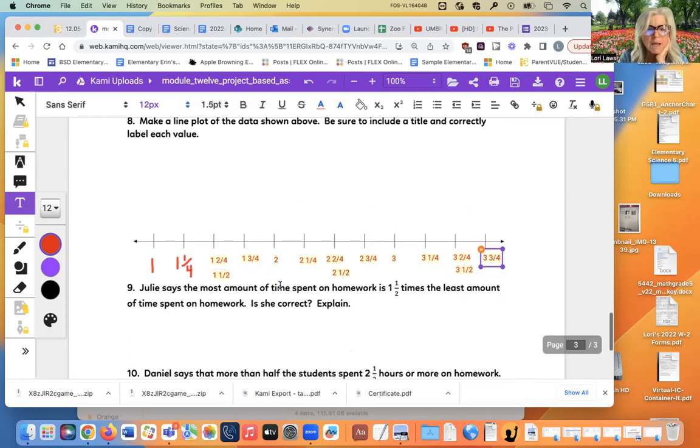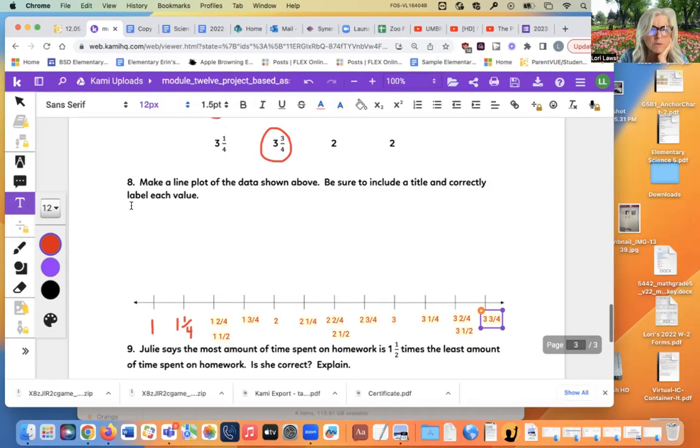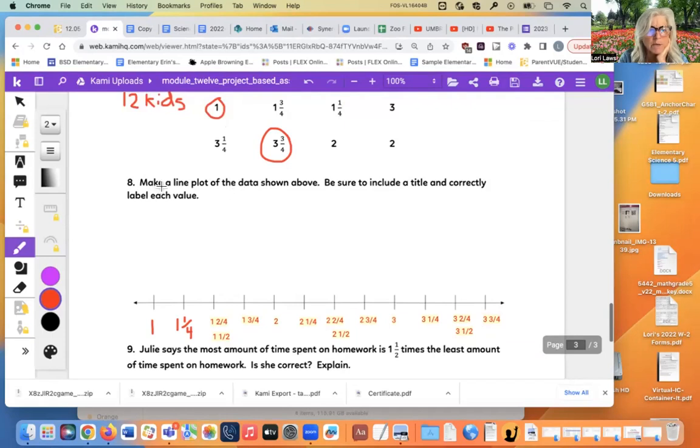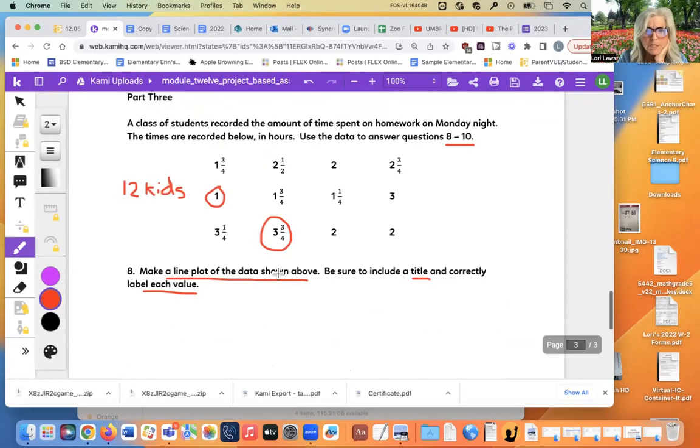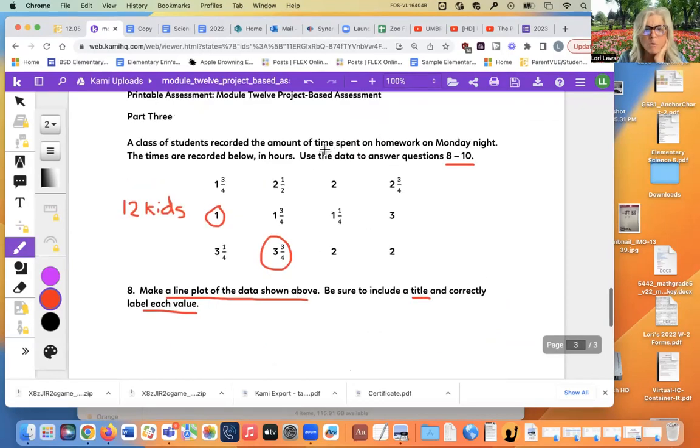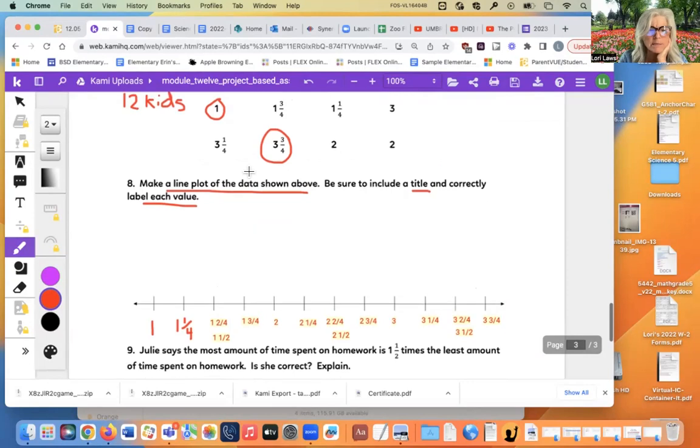Okay. Make a line plot with the data shown above. So we have to put all our X's in now. Be sure to include a title and correctly label each value. So do we know what it is? It's hours, right? Amount of time. Does it say hours? Oh yeah, hours. So we need a title. Homework in hours is going to be my title.